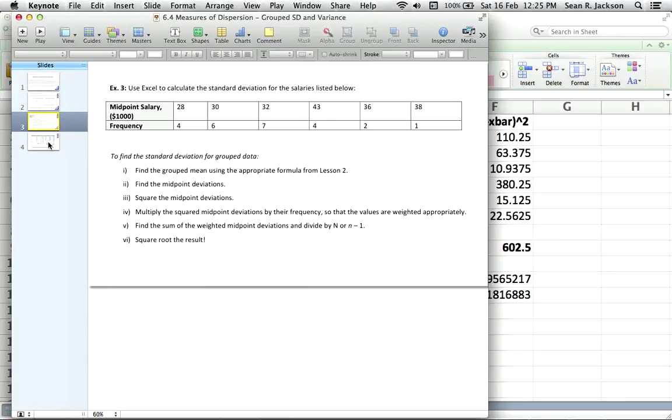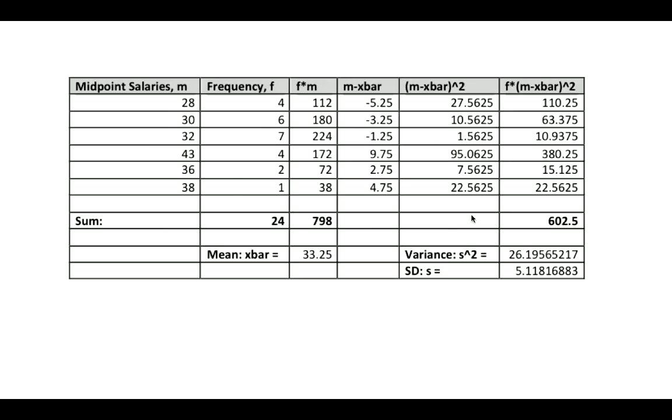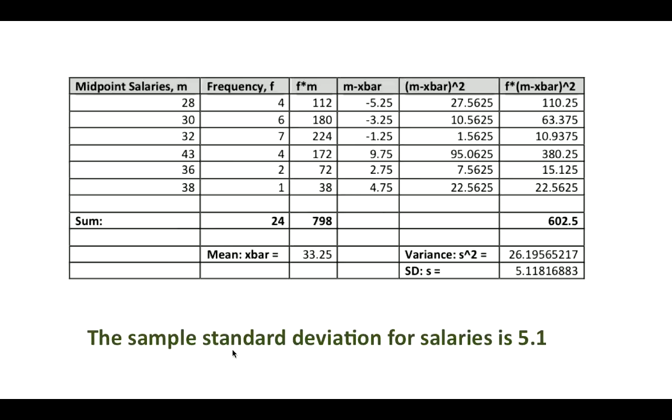So coming back to this, we just wanted to summarize that this is basically what we've got, the full sample standard deviation, about 5.1, which is exactly what we found here. And that is basically a typical example of how we work standard deviations with grouped data.